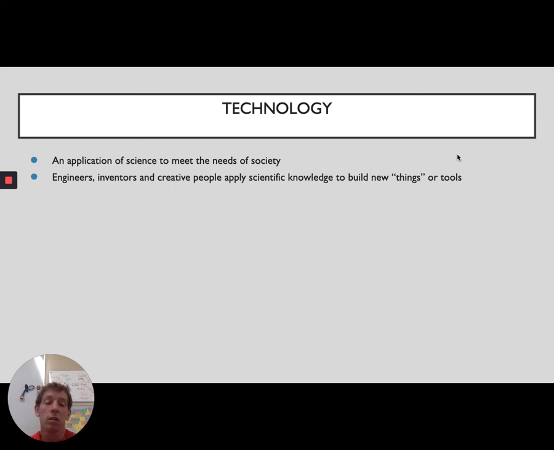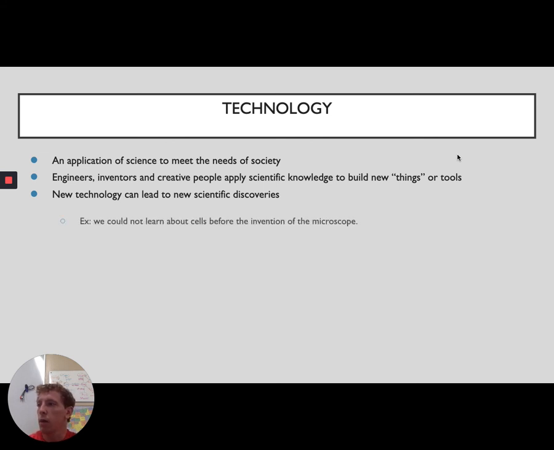Now, these can go either way. You can do applied science to go to pure science, or you can use pure science to make something in applied science. They kind of go back and forth here. And so new technology can lead to new scientific discoveries as well. So for example, we could not learn about cells until after the invention of a microscope.